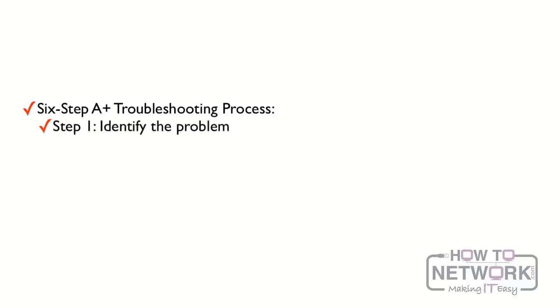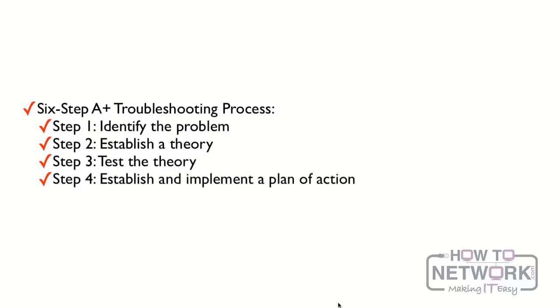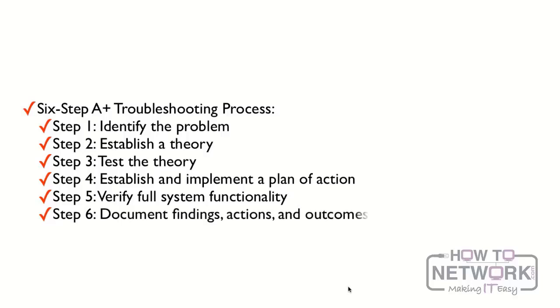So the first step is to identify the problem. The second step is to establish a theory about the problem. The third step is to test the theory before we get to step 4, which is establish and implement a plan of action, i.e. fix the problem. Step 5 is to verify full system functionality, a step that actually a lot of technicians fail to do and causes a lot of repeat business. And then finally, step 6, which is document everything: your findings, actions, and your outcomes.